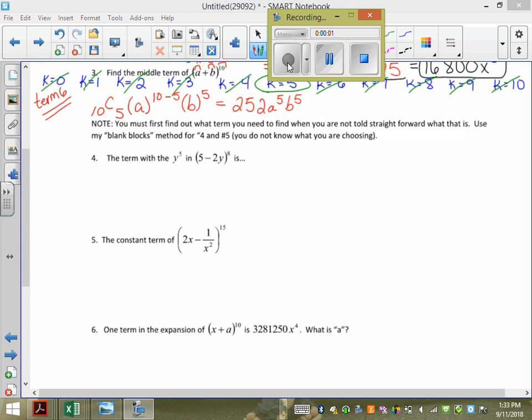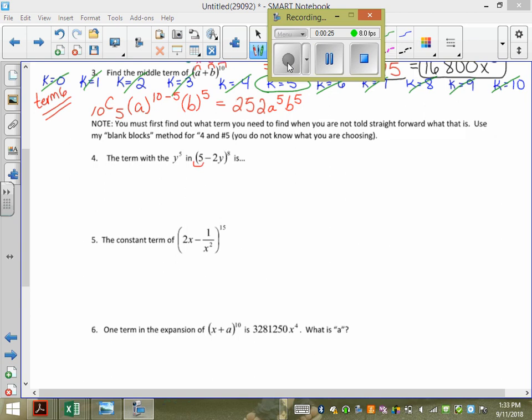So this one says, the term with the y to the 5 in (5 minus 2y) to the 8 is... So the only thing I don't know here is k. We agree? I know x, I know y, I know n. If they give me a binomial, I know x, I know y, I know n instantly. So let's figure out what those are.